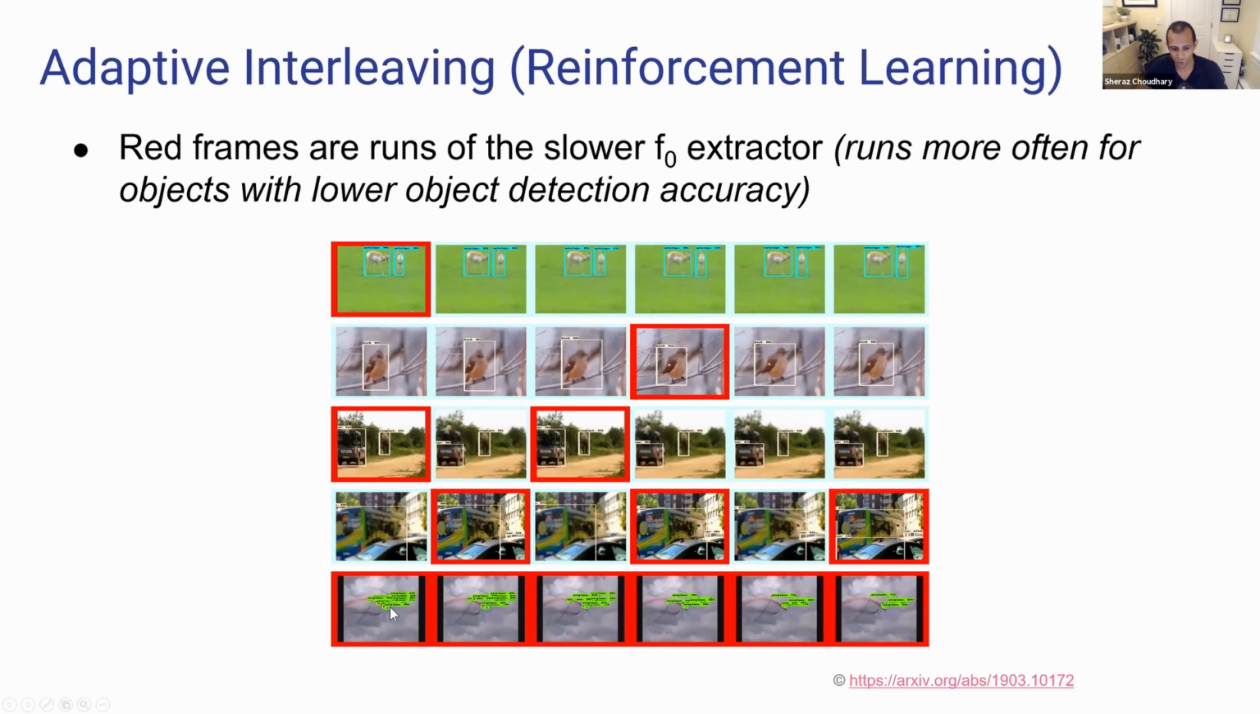In the last row, the airplanes flying through the air have very low object confidence. So the large model is running every frame. And you can see results in between in the middle rows.